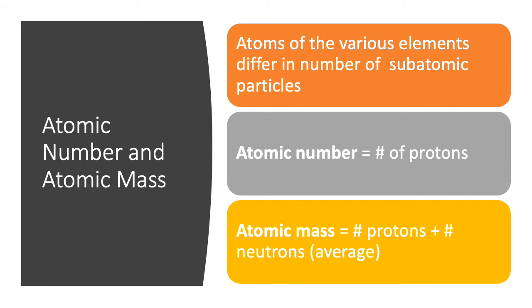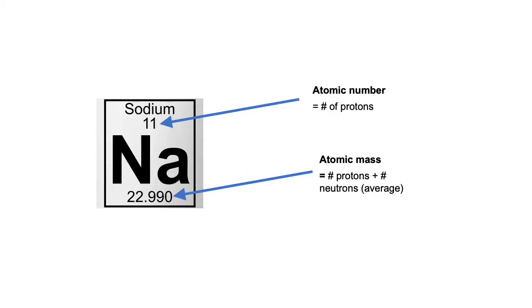The atomic mass is the number of protons plus the number of neutrons, because each of those weighs 1 Dalton. So if you want to know how much an atom weighs, then you want to know how many protons and how many neutrons it has, and that gives you the atomic mass. Here's the example for sodium. Sodium has an atomic number of 11 because it has 11 protons. And sodium has an atomic mass of, on average, 22.990.